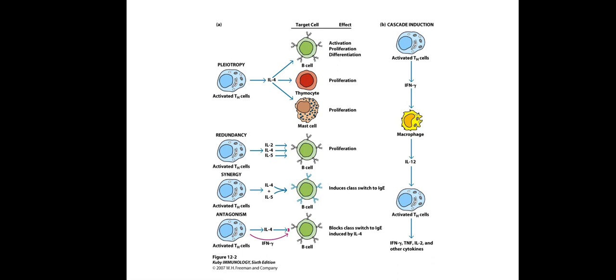Cytokines produced by one cell act on another cell and lead to production of a different type of cytokine. And the cytokine produced by the target cell acts on the target cell too. This is called cascading effect. Interferon gamma produced by T helper cells activates macrophage to produce IL-12. The produced IL-12 induces activated T helper cells to produce interferon gamma, TNF alpha, interleukin-12, interleukin-2 and other cytokines.